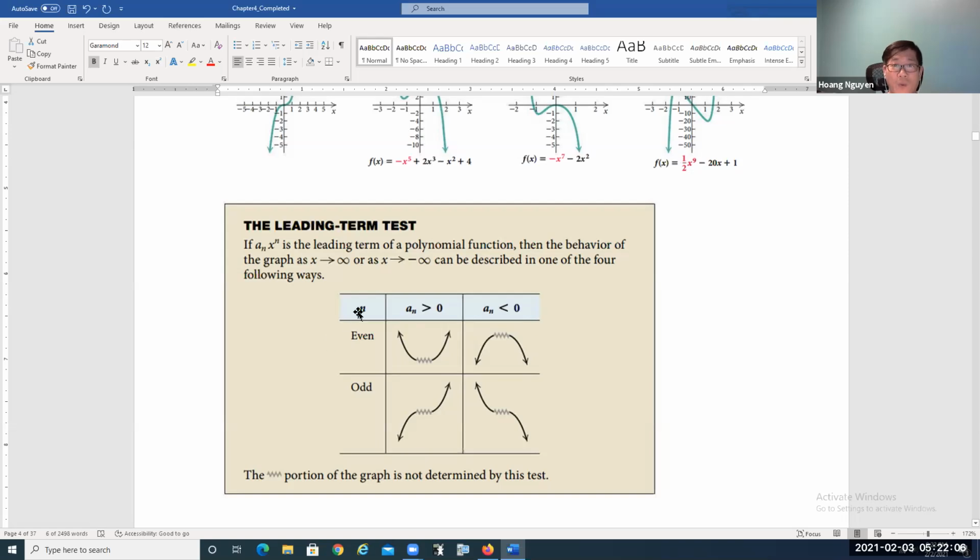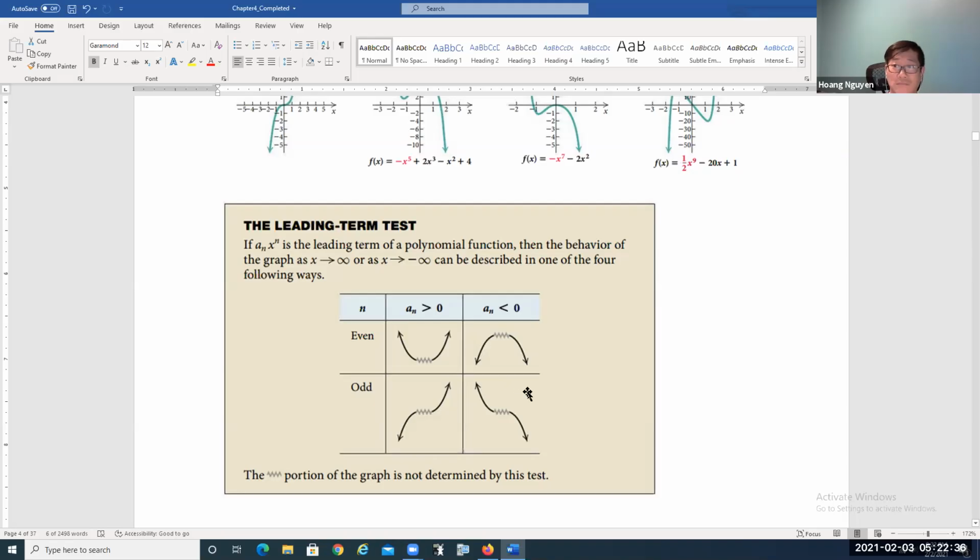Now, when n is even, or when the degree of the polynomial is even, and the leading coefficient a_n is negative, then you can say that it's going down on the left and going down on the right. They are both going down on the left and on the right if the leading coefficient is less than 0. So this is the case when n is even, or the degree of the polynomial function is even.